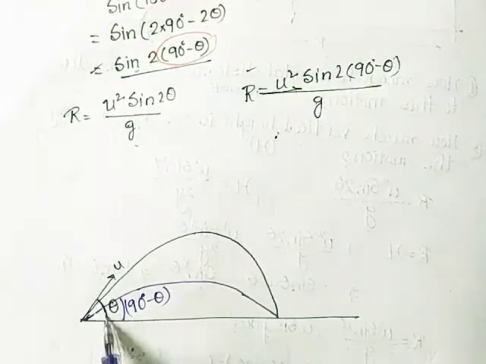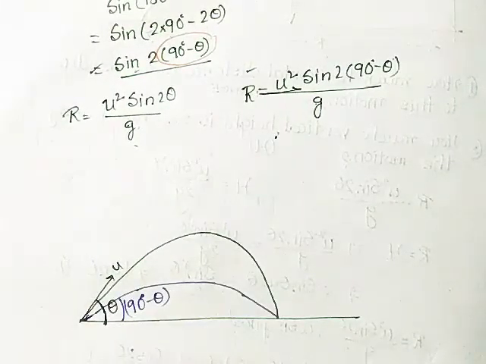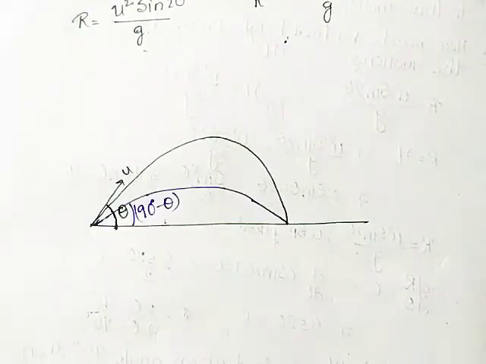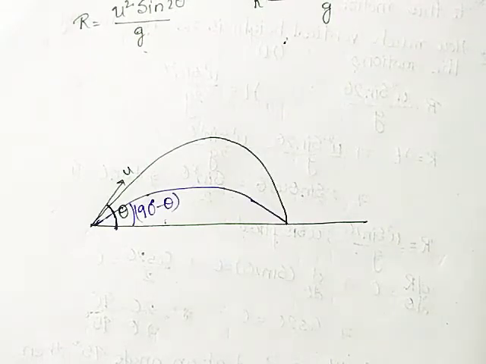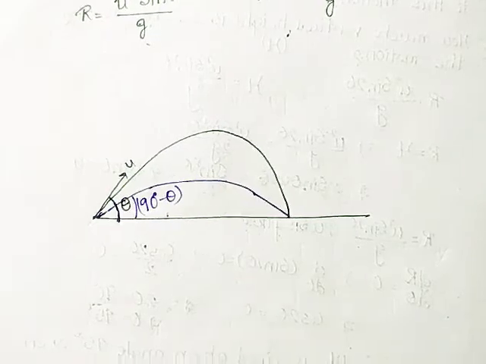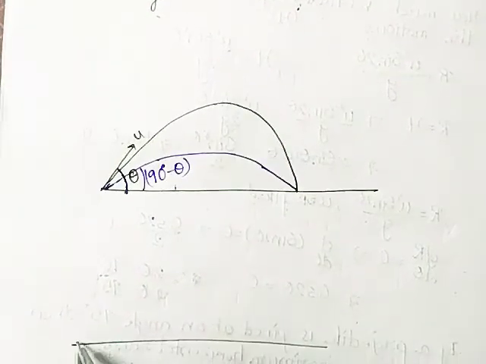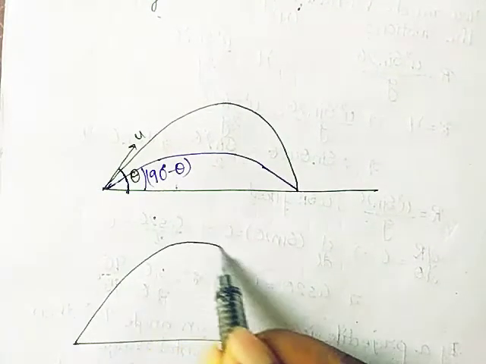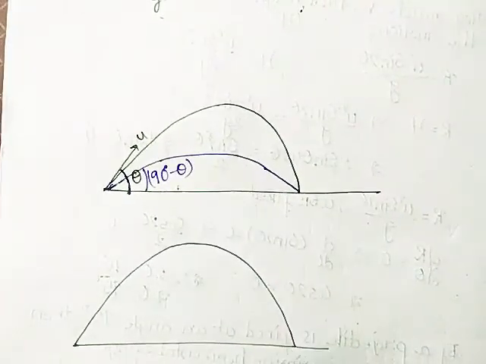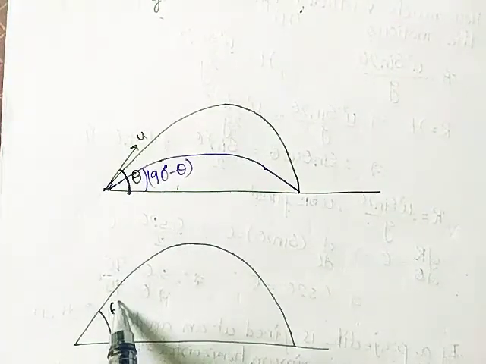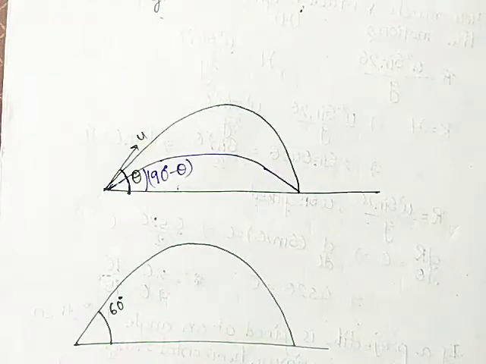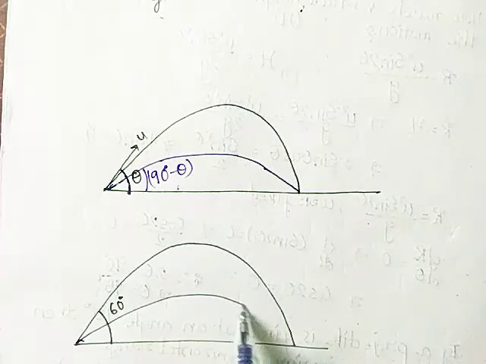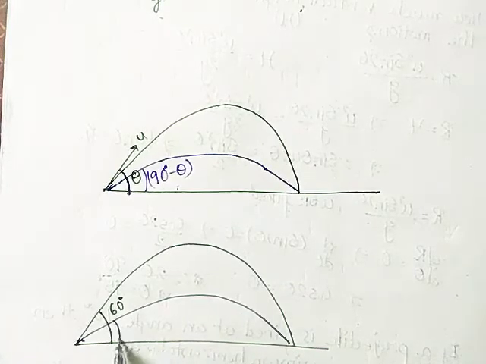If this theta is 60 degree, then the complementary angle will be 30 degree. Just see, if I draw this, that I first throw it at an angle 60 degree, then it will be the range. But now if I throw it at an angle 30 degree, it will be the range.